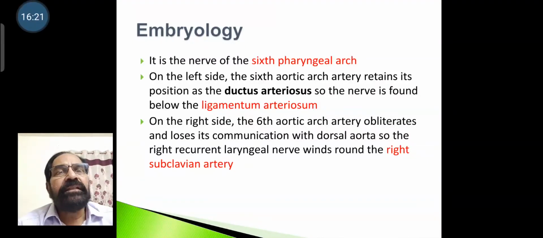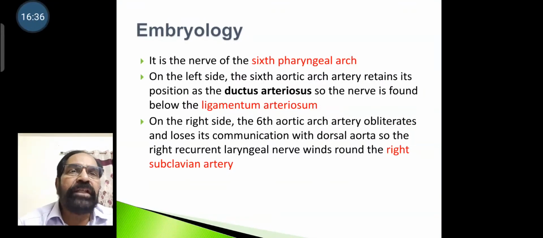On the left side, the 6th aortic arch retains its position as ductus arteriosus. So the left recurrent laryngeal nerve is found below ligamentum arteriosum, that is obliterated ductus arteriosus. On the right side, the 6th aortic arch obliterates, loses its communication with dorsal aorta. So the right recurrent laryngeal nerve winds around the right subclavian artery.